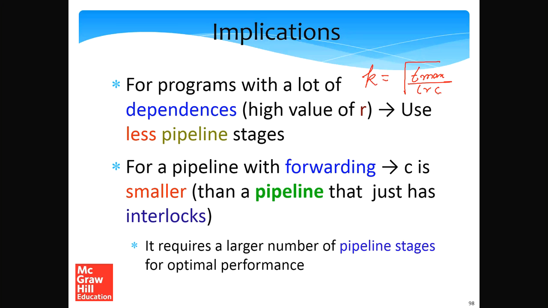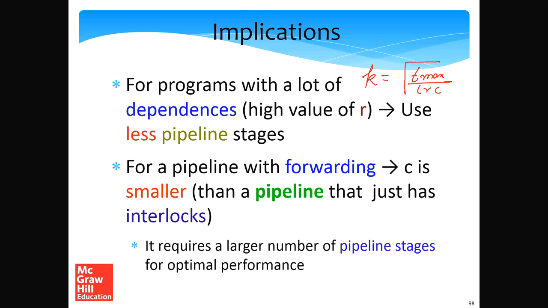So programs with a massive number of dependencies will have a high value of R, right? High stall rate. We will need to use fewer pipeline stages, right? Why is this the case? Let's consider the pathological case where every instruction has a load use hazard with the instruction just before it, right? That is possible. So in this case, we actually don't gain much by heavily pipelining the processor, right?